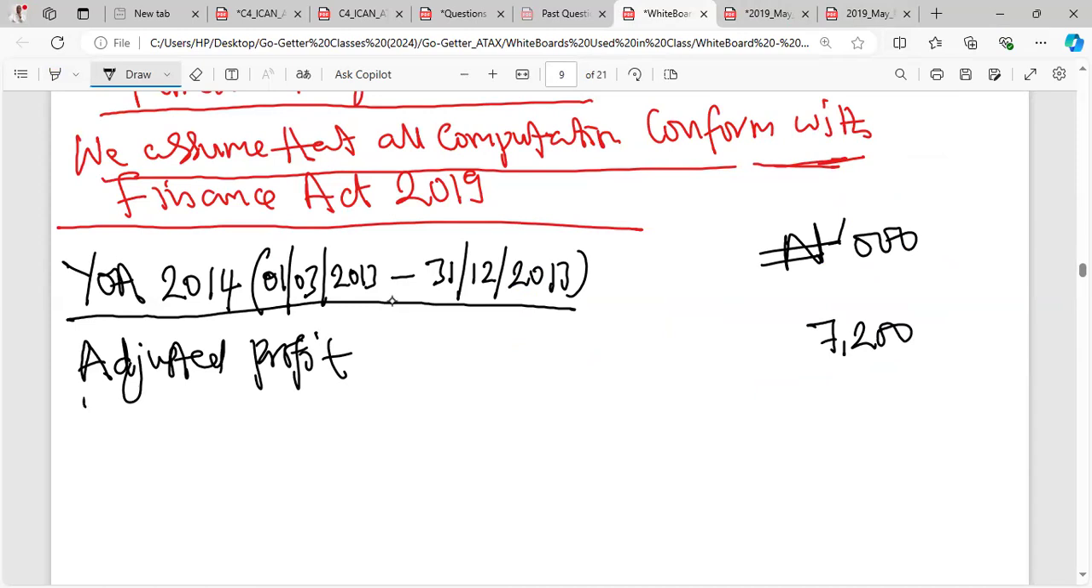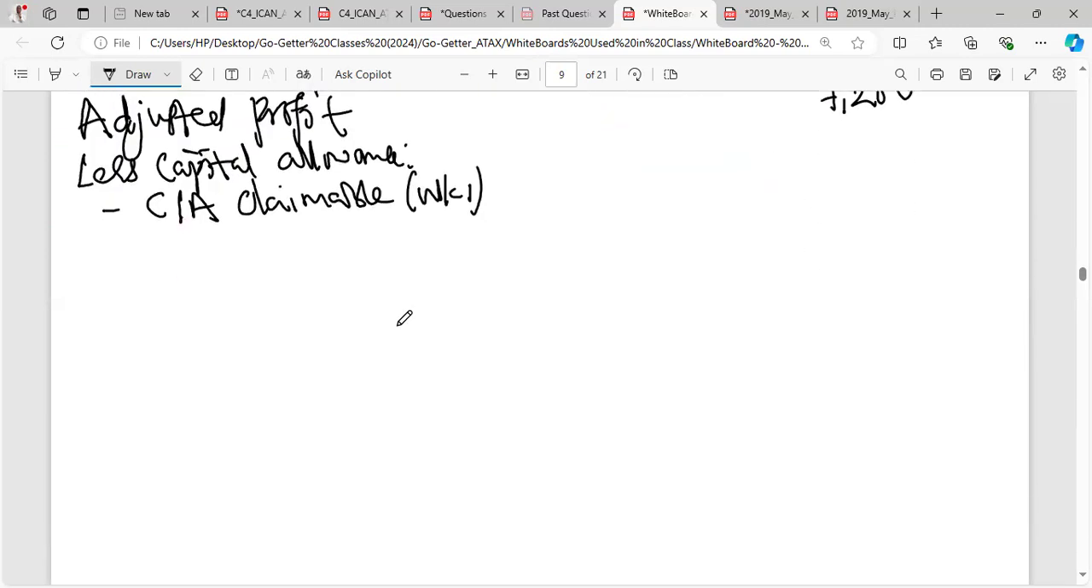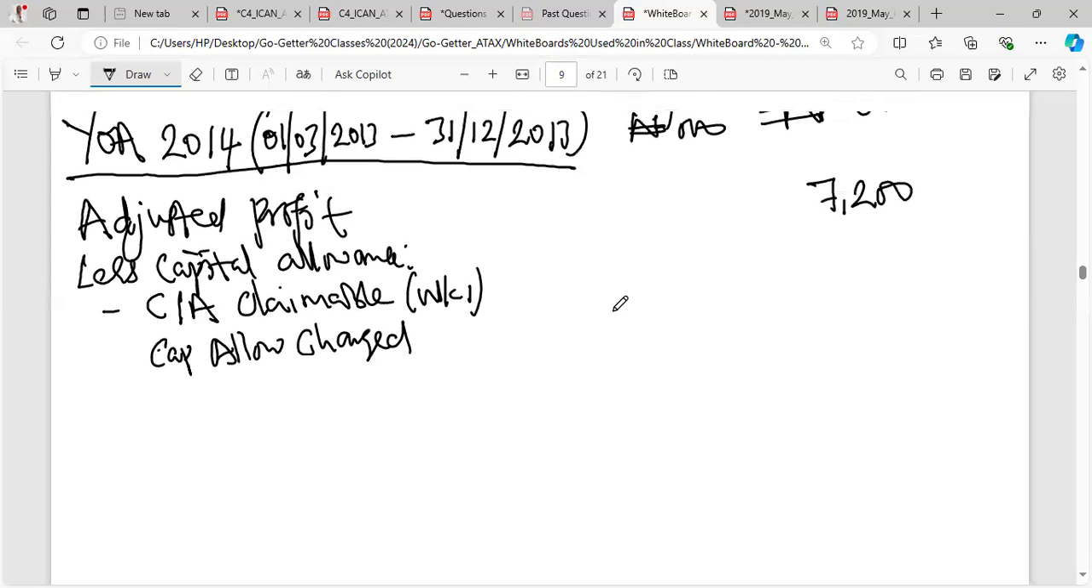So we will say less capital allowance. So I will come here. It's going to be capital allowance claimable. So I'm going to put a naira sign again. Capital allowance claimable, we don't know. It's going to be in workings. Let's say workings 1. Then we will say capital allowance charged. We need to know how much is going to be charged. So this is the amount that is going to be charged.